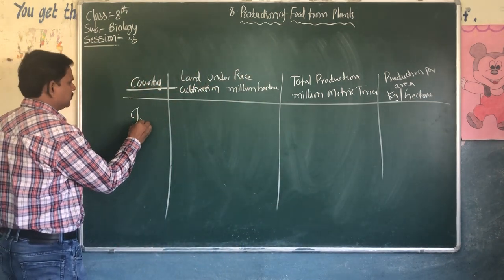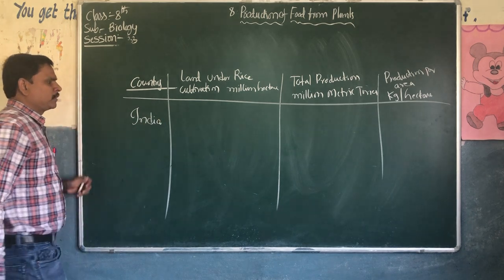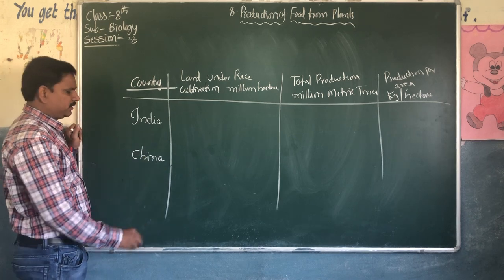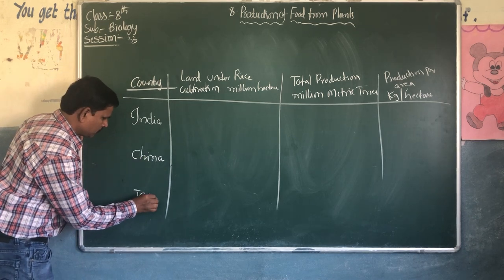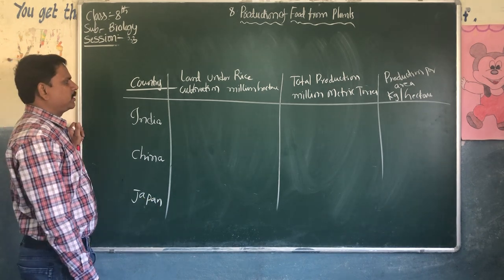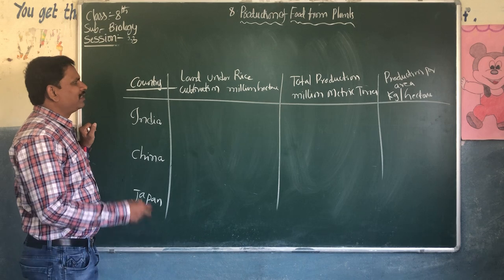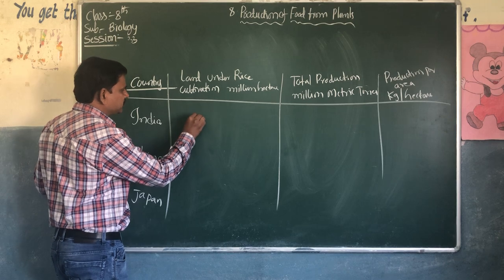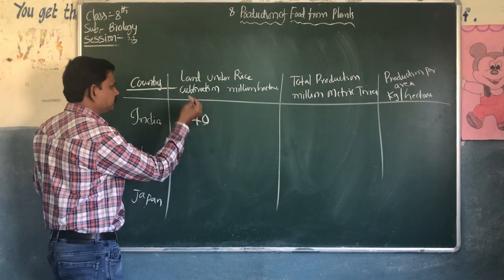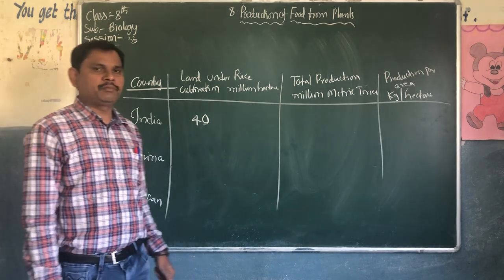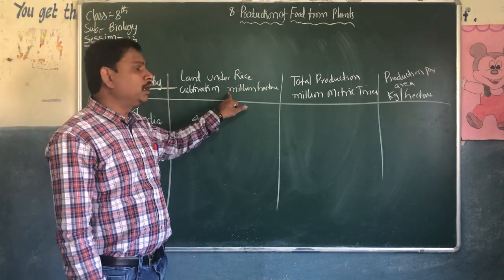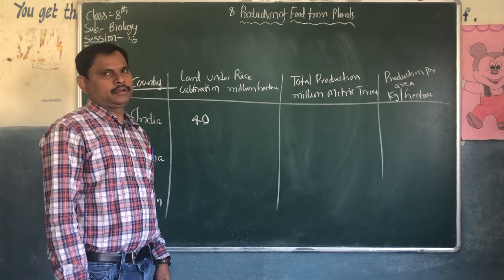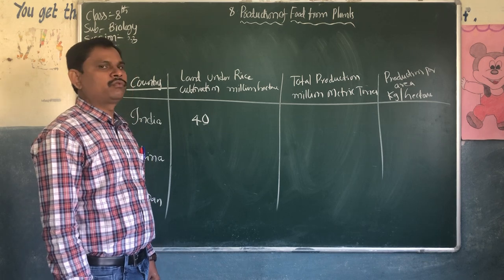First one is India, second one is China, third one is Japan. In India, land under rice cultivation is 40 million hectares. 1 hectare is 2.4 acres.